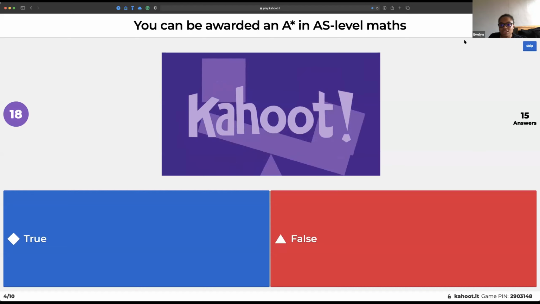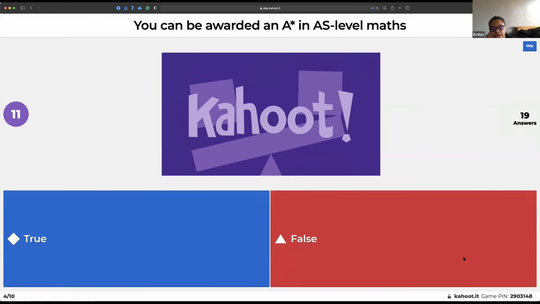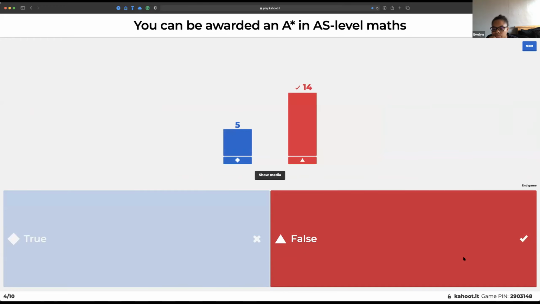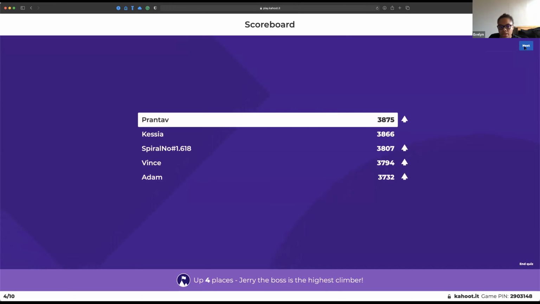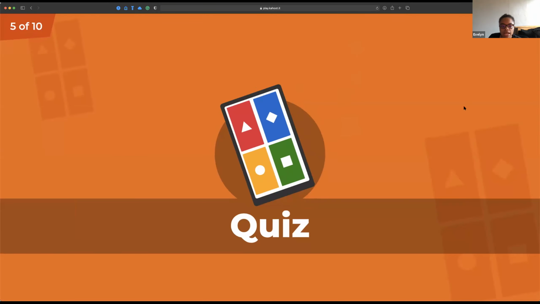So you can be awarded an A star in AS level maths. Can you or can you not? Is that true or false? Brilliant. It's false. You can't get an A star at AS level maths. The highest one you can get is an A. You can get an A star at A level maths. Brilliant. So well done.